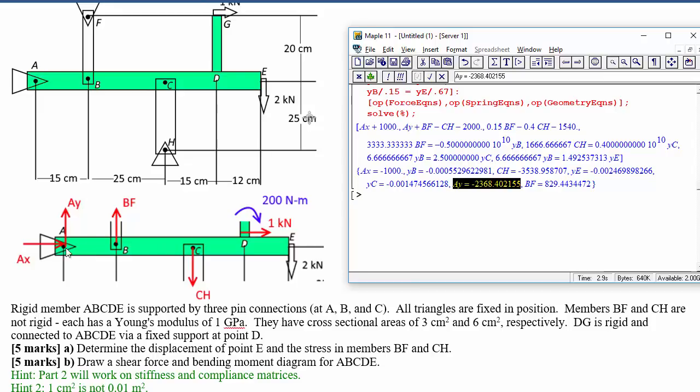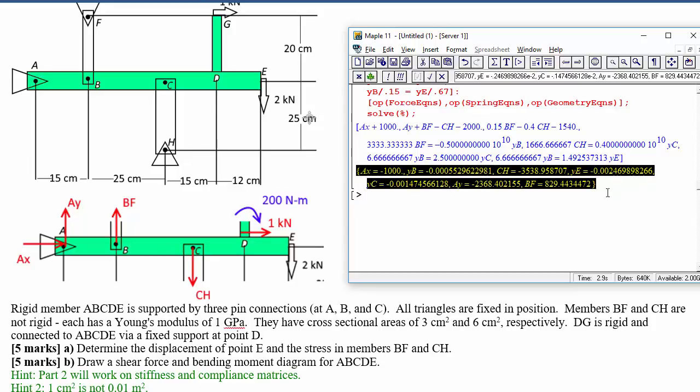And let's see, AY is negative. We're actually pushing down there, and BF is probably taking up a fair bit of force up. It is, but actually CH seems to be doing the bulk of the heavy lifting, so to speak. It's holding the thing up. Okay, so there we go.